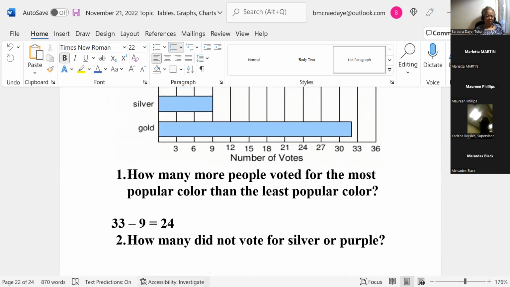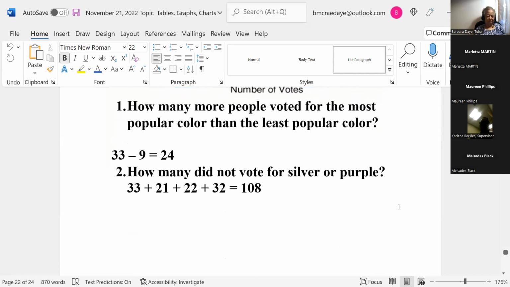How many did not vote for silver or purple? 108. Okay, so you'd have 33 plus 21 plus 22 plus 22 plus 20, plus 32. And that's 108. You just add up all the colors that's not silver or purple. Questions? No. Okay. All right.